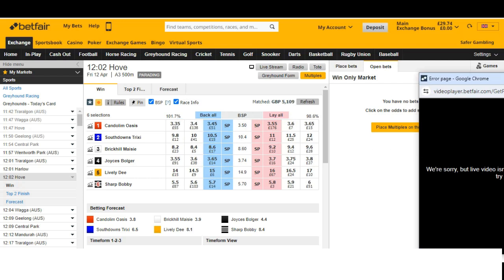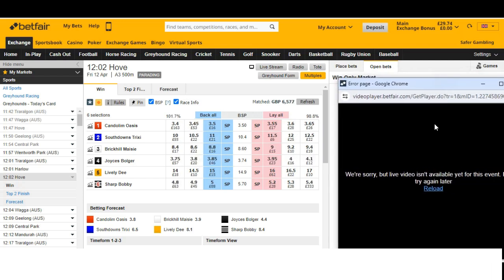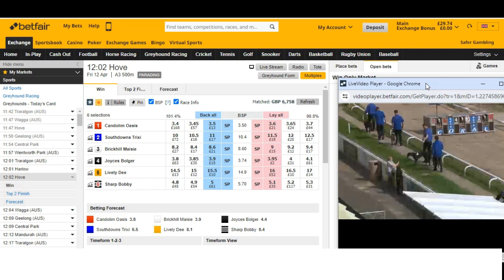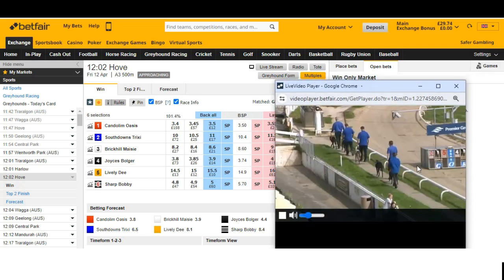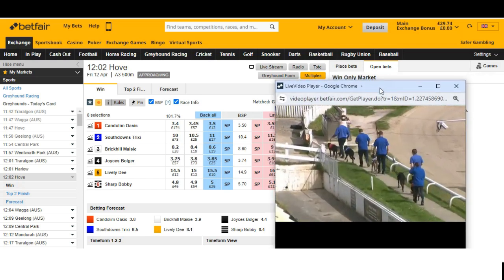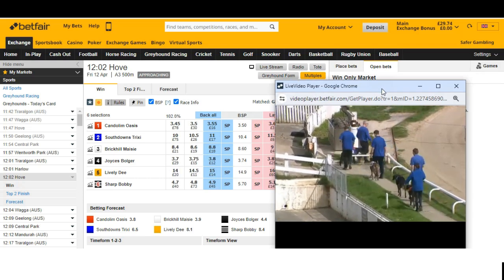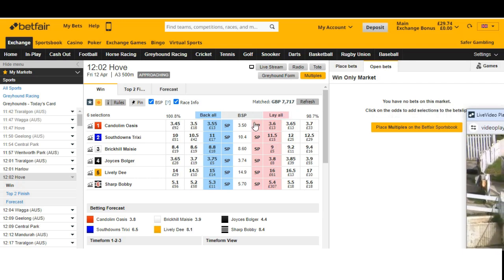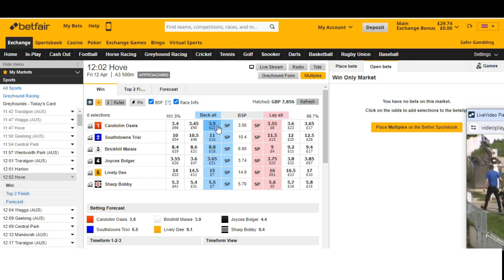I'm just trying to reload this race to see if it comes on. Sometimes they come on really... Oh, here we go. Sometimes this happens where the video goes a bit weird, but there you go. So they're going over to load. It looks like we are definitely on the favourite now.